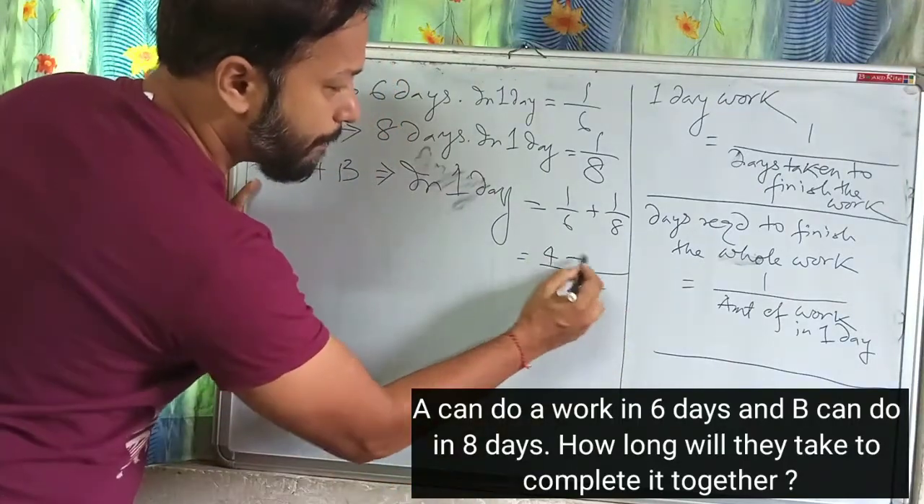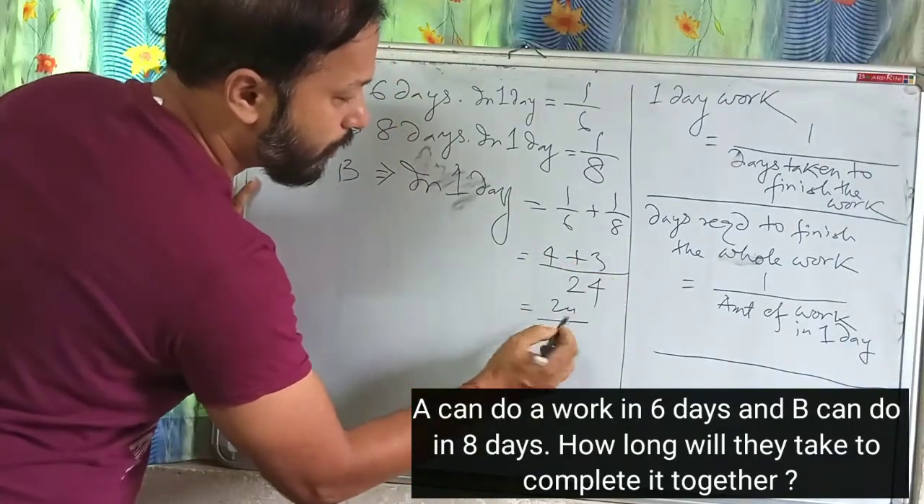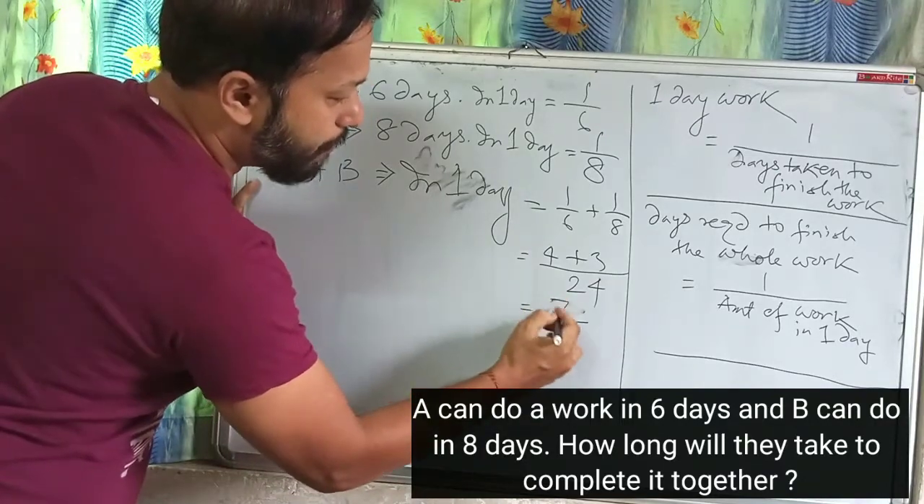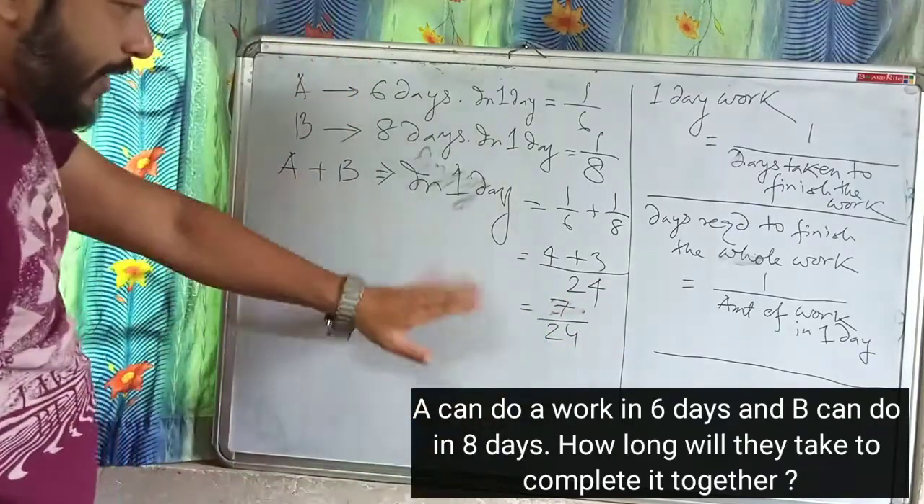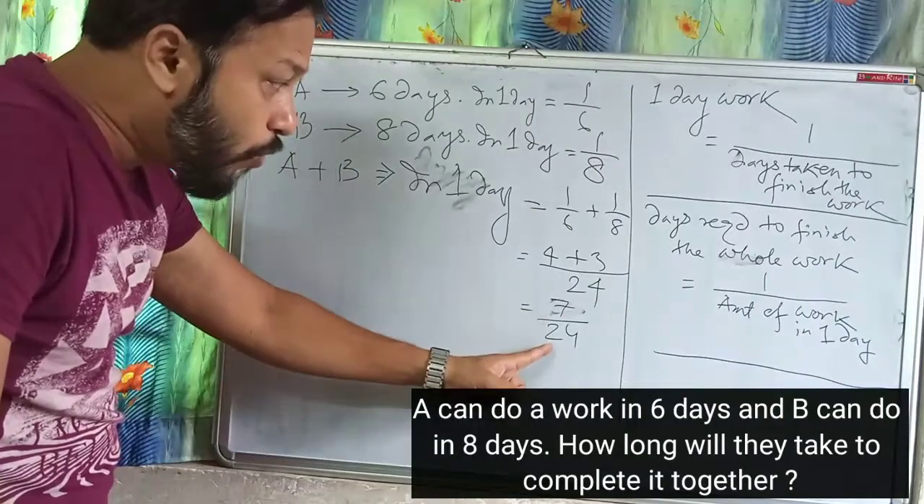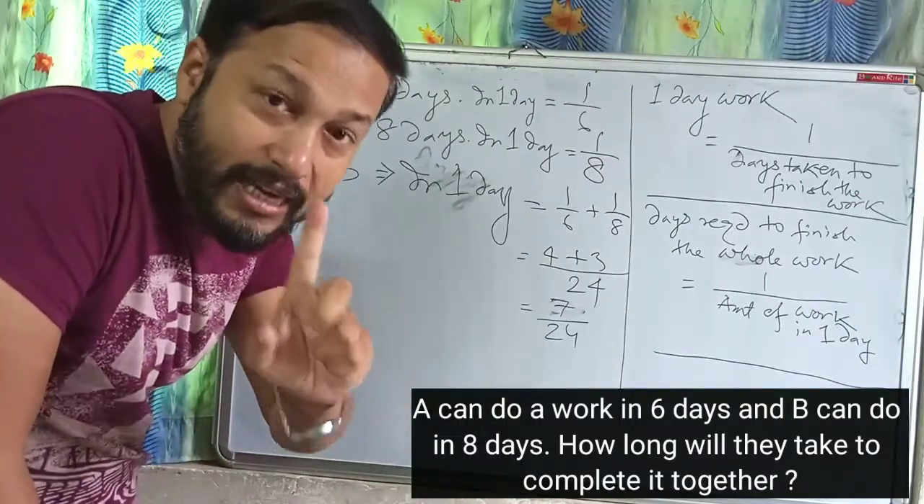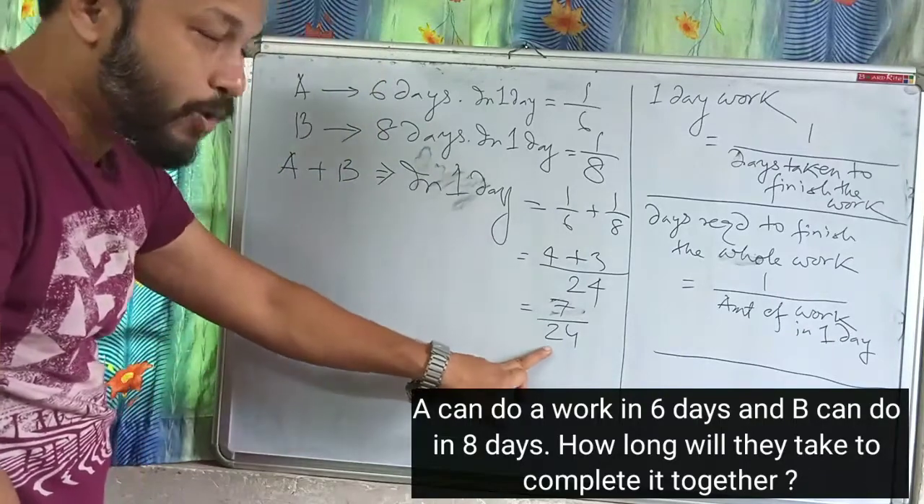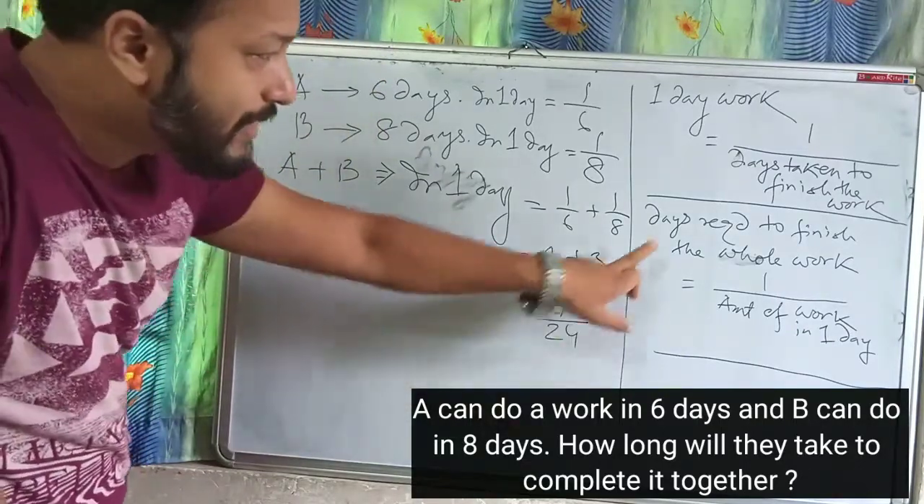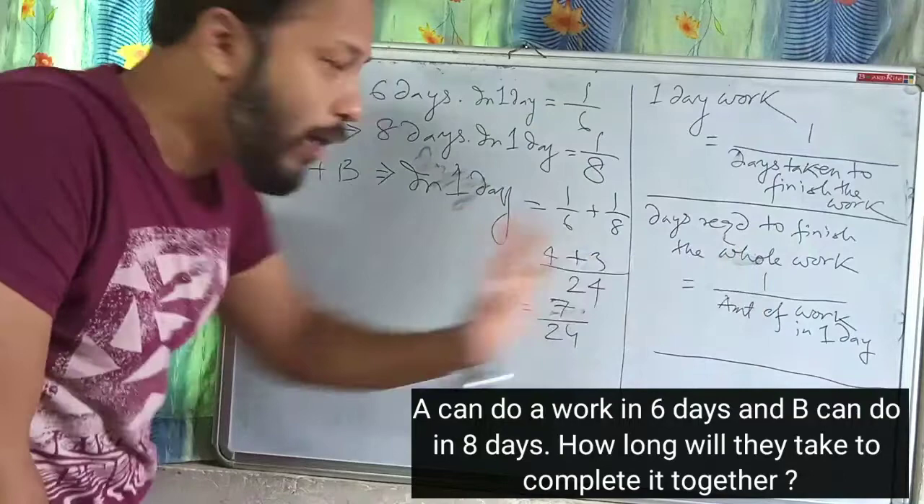6 4s plus 8 3s, that is 24, sorry, 7 by 24. This is the amount of work they will do in a day. In a single day, they will finish this amount of work. So how many days do they require? Days required to finish the whole work.